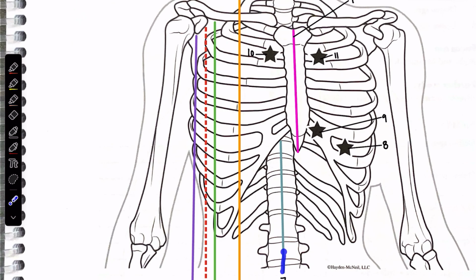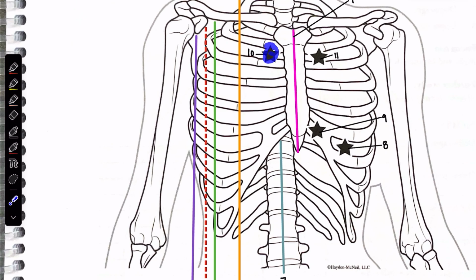7, it's the vertebral line. Number 8, that is going to be our left atrioventricular valve. 9 is our right atrioventricular valve. 10 is the aortic semilunar valve. And 11 is our pulmonary semilunar valve.